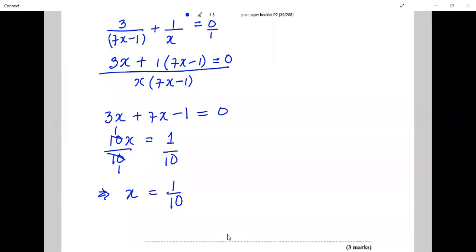So you started out with an equation with fractions. The first thing you have to do is get rid of the fractions. One way to do that is to find the LCM, use the LCM, and then discard the LCM. Discarding the LCM means you go forward without the LCM. Then after that, you end up with a simple equation, and all you had to do was solve the simple equation to get x is equal to 1 over 10. All right, let's move on.